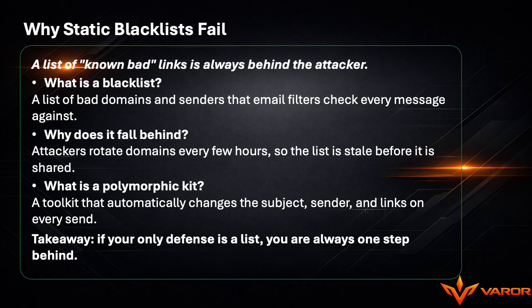Why static blacklists fail? A list of known bad links is always behind the attacker. What is a blacklist? A list of bad domains and senders that email filters check every message against. Why does it fall behind? Attackers rotate domains every few hours, so the list is stale before it is shared. What is a polymorphic kit? A toolkit that automatically changes the subject, sender, and links on every send. Takeaway: if your only defense is a list, you are always one step behind.